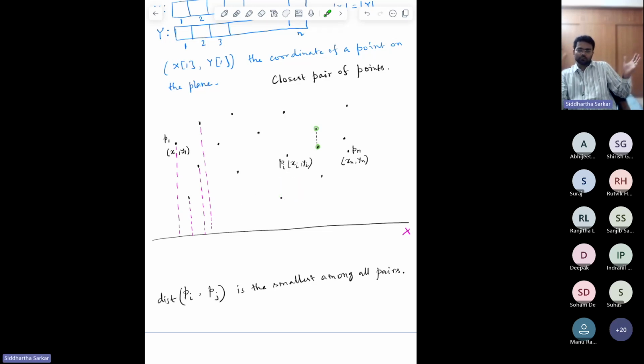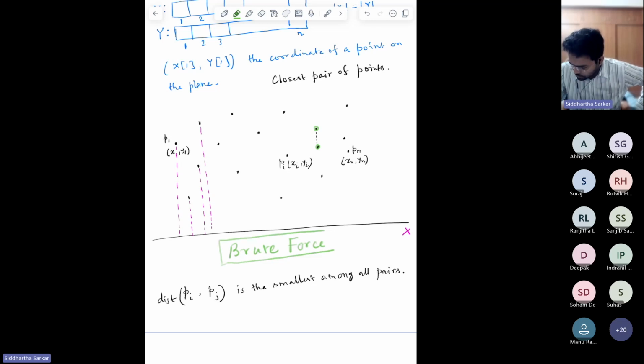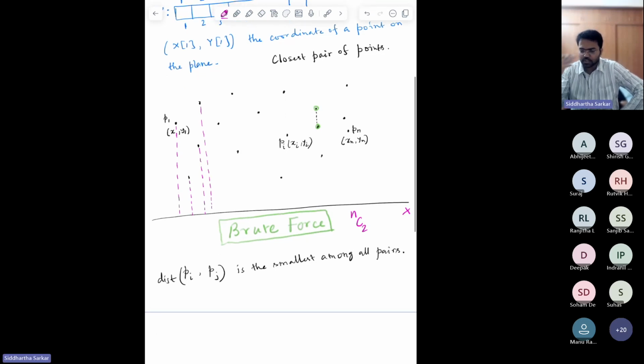So what we call the brute force approach, comparing everything with everything, will always work. Correctness is not a problem. The problem is running time. It is not going to be fast. It is going to take n into n-1 by 2 time. So we want to avoid so much time.